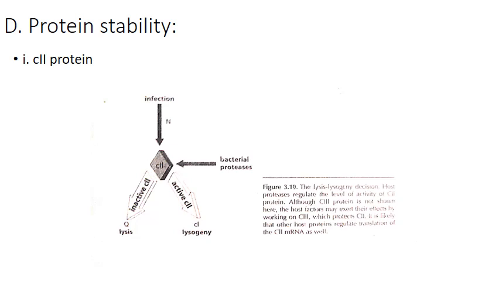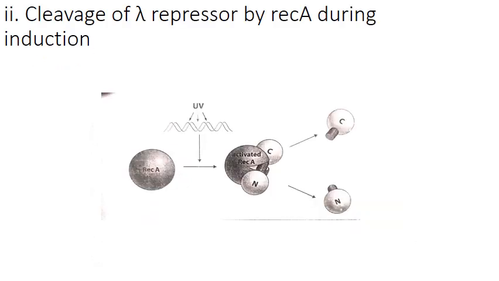Now, if the cells are growing in poor media, they lack active proteases, hence there will be a buildup of repressor proteins which will not allow other proteins to get synthesized, and the bacteria will undergo a lysogeny cycle. Now, there is also a protein called C3 which protects C2 and helps in establishing lysogeny.